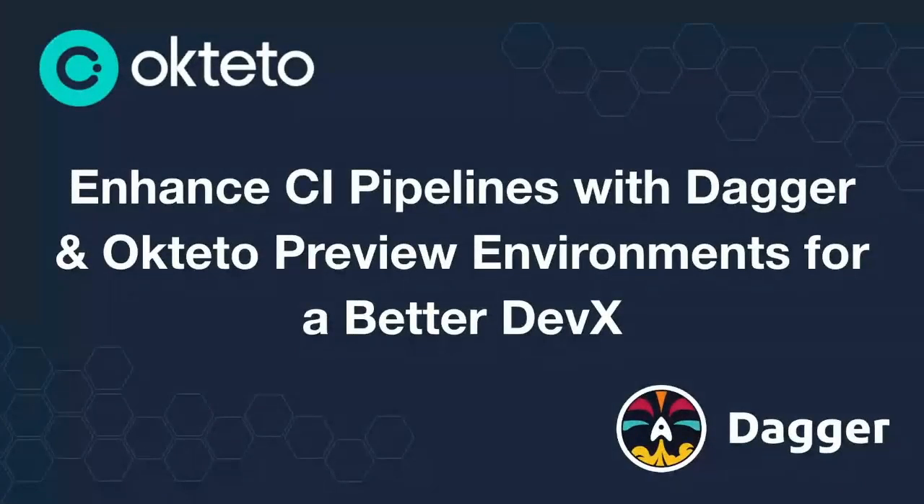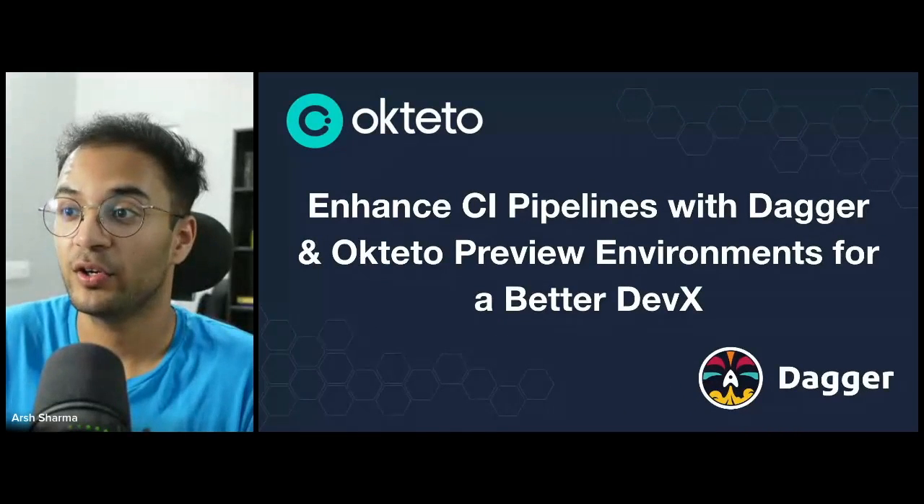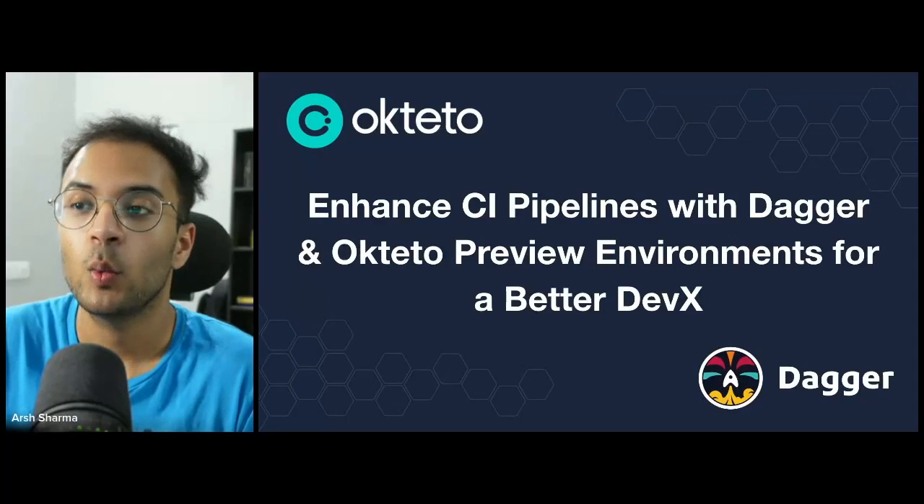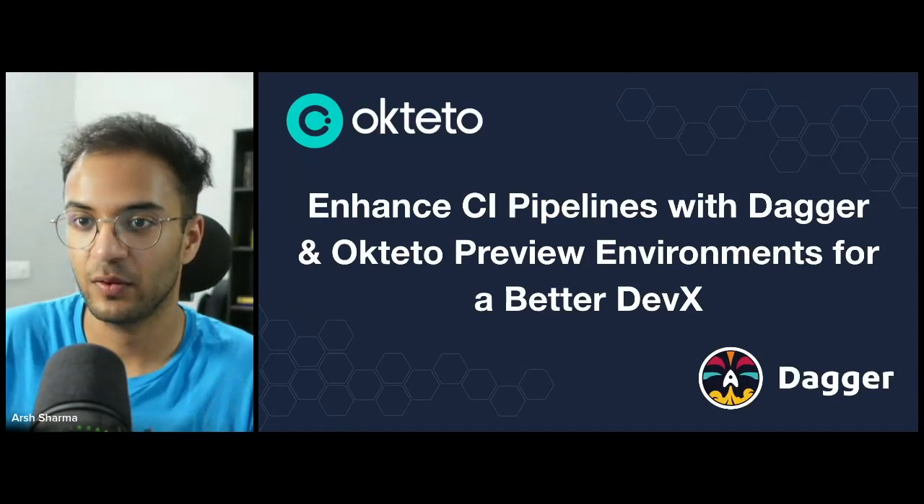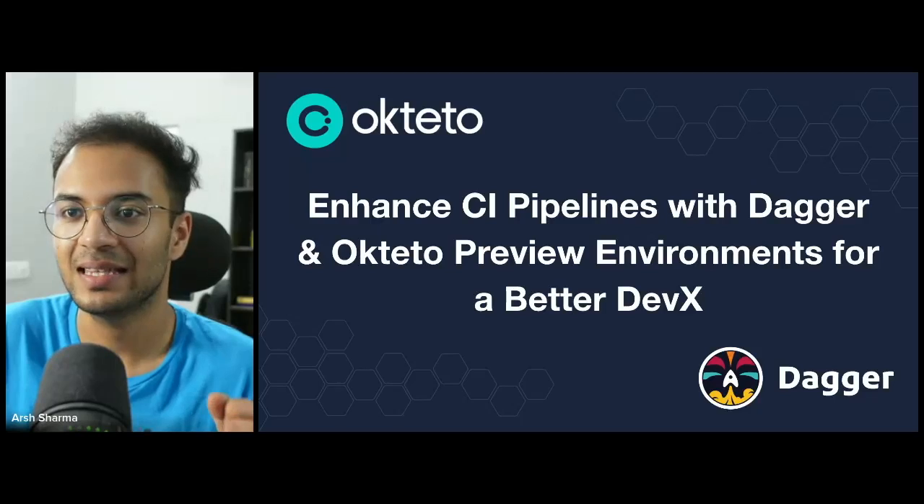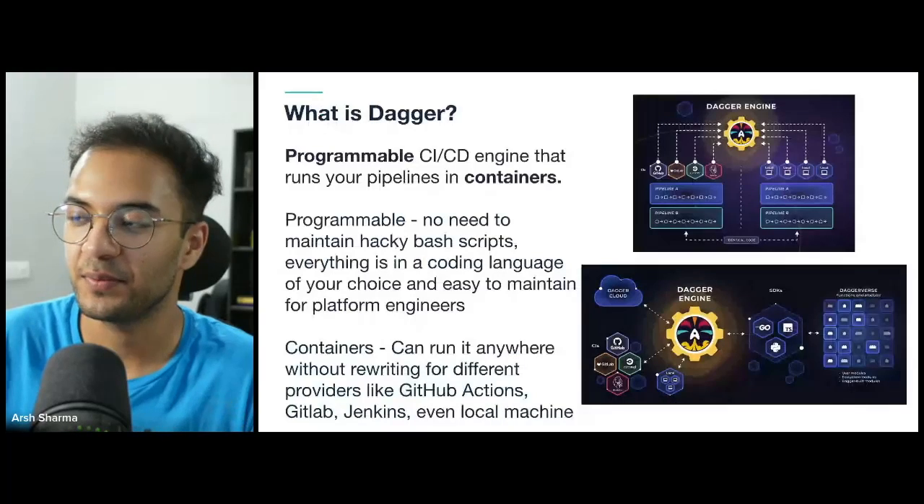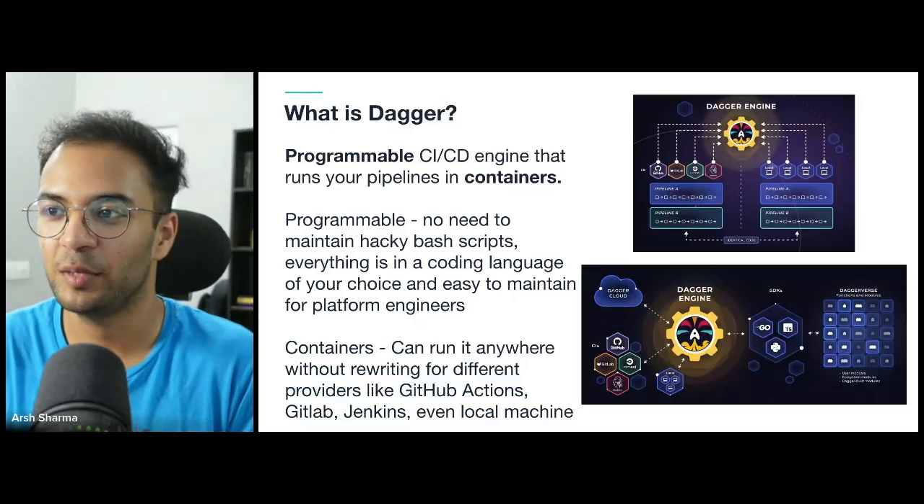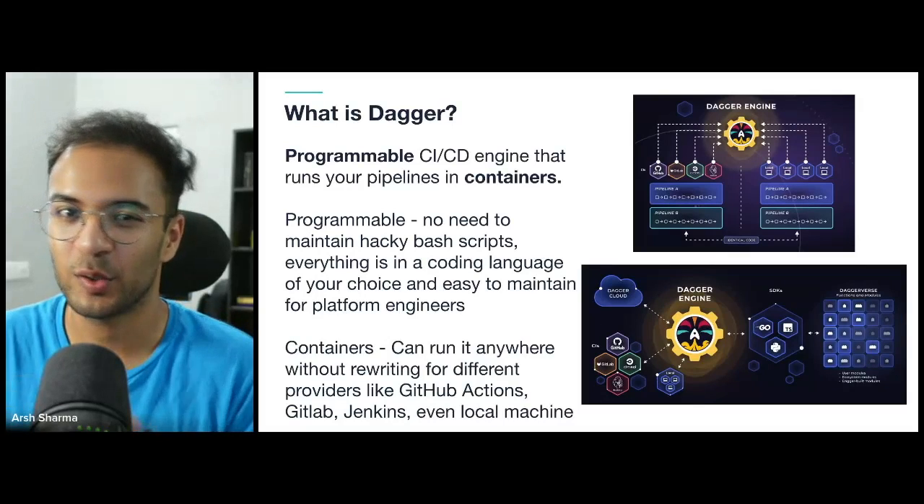Cool. So let's start, and I can share my screen so that we have some slides with us. In this webinar, we're going to talk about how you can improve the CI pipelines you have with the help of Dagger and Okteto's preview environments. I'll first let Jeremy give an overview of what Dagger is, in case someone who is not familiar with Dagger can be aware of what the product is. And then I'll do a quick intro about Okteto.